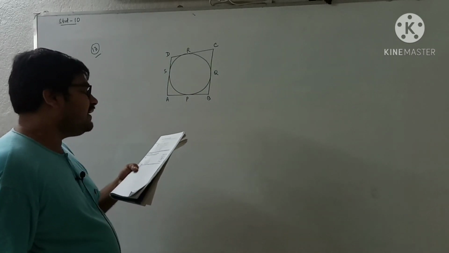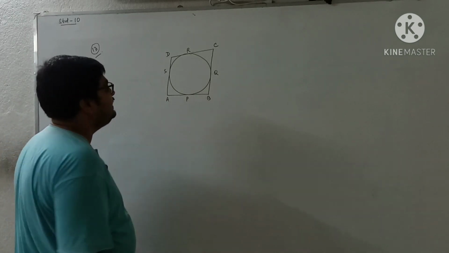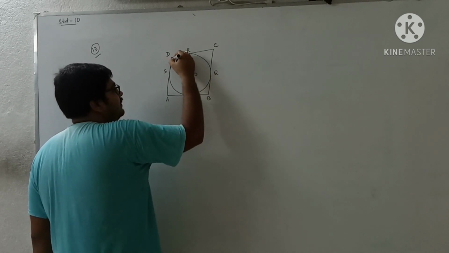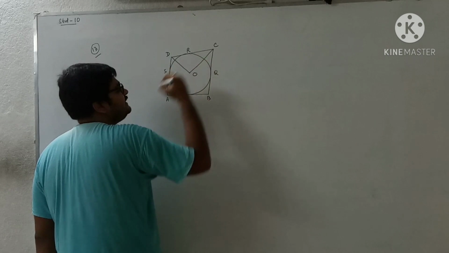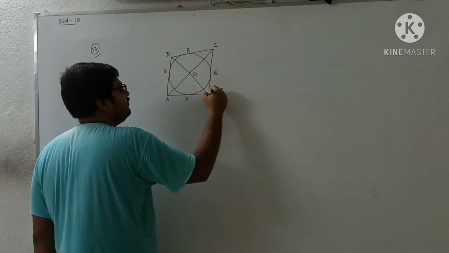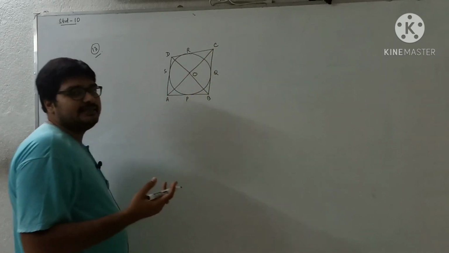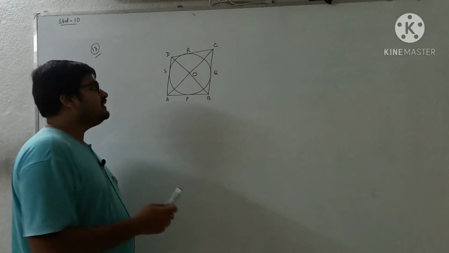Opposite sides of a quadrilateral circumscribing a circle subtend supplementary angles at the center of the circle. So this is the center of the circle. DC, whatever angle it is subtending, that is DOC. AB, whatever angle it is subtending, that is AOB. What do I have to prove? COD plus AOB equal to 180 degree, because supplementary means what? 180 degree.